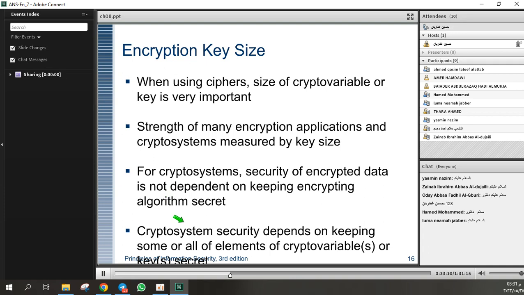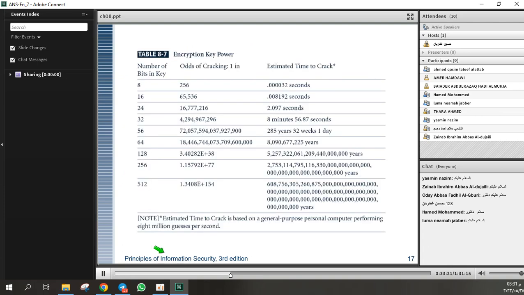Each crypto system's security depends on keeping some or all of the elements of crypto variables, or the keys, secret. Look at this one here. The table shows the effect of the size of the keys on the time for decrypting the text.